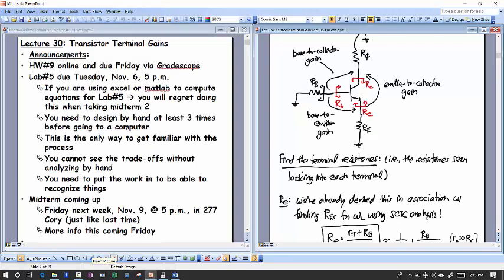Yes? Are reports with partners, or are they individual? No, they're individual, actually. So we'd like to see an individual report from everyone.